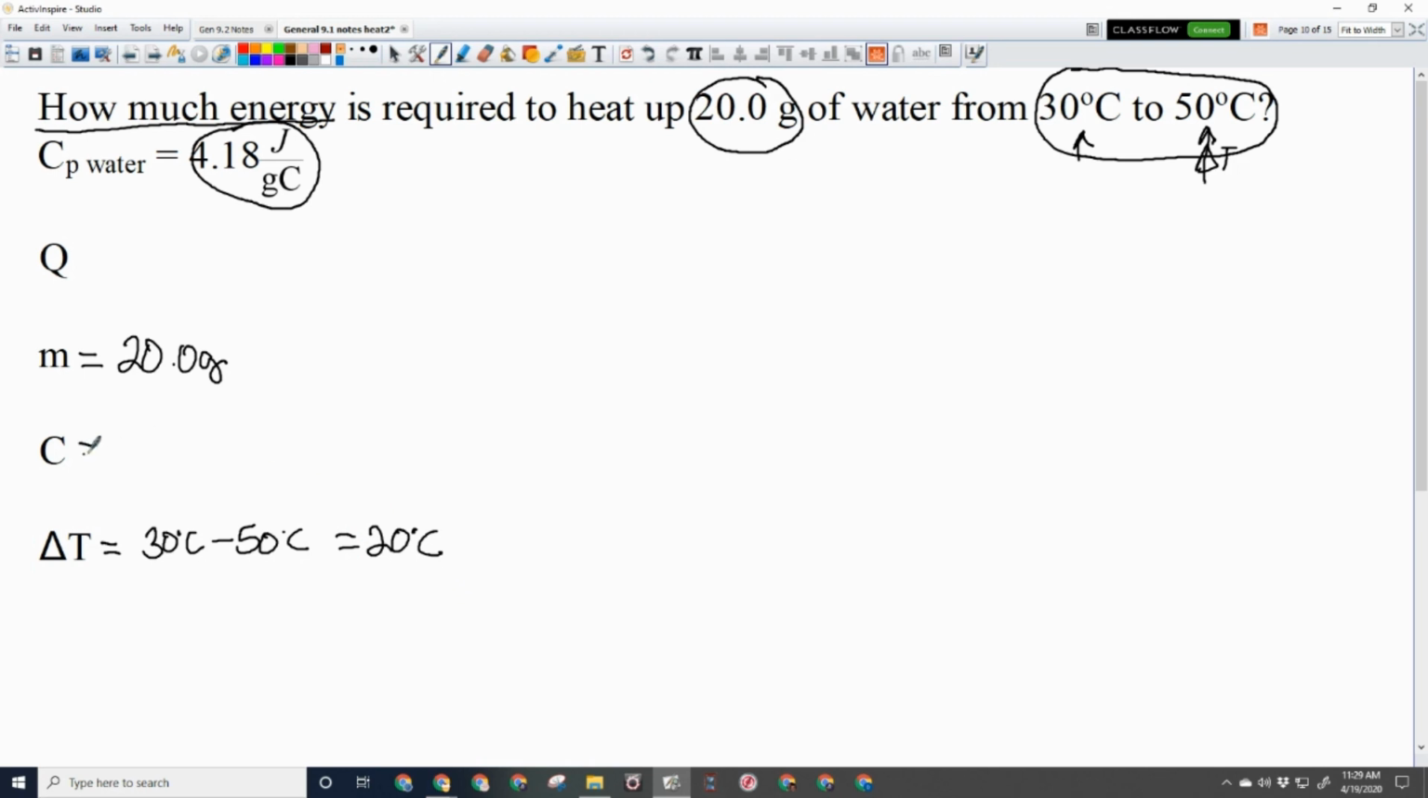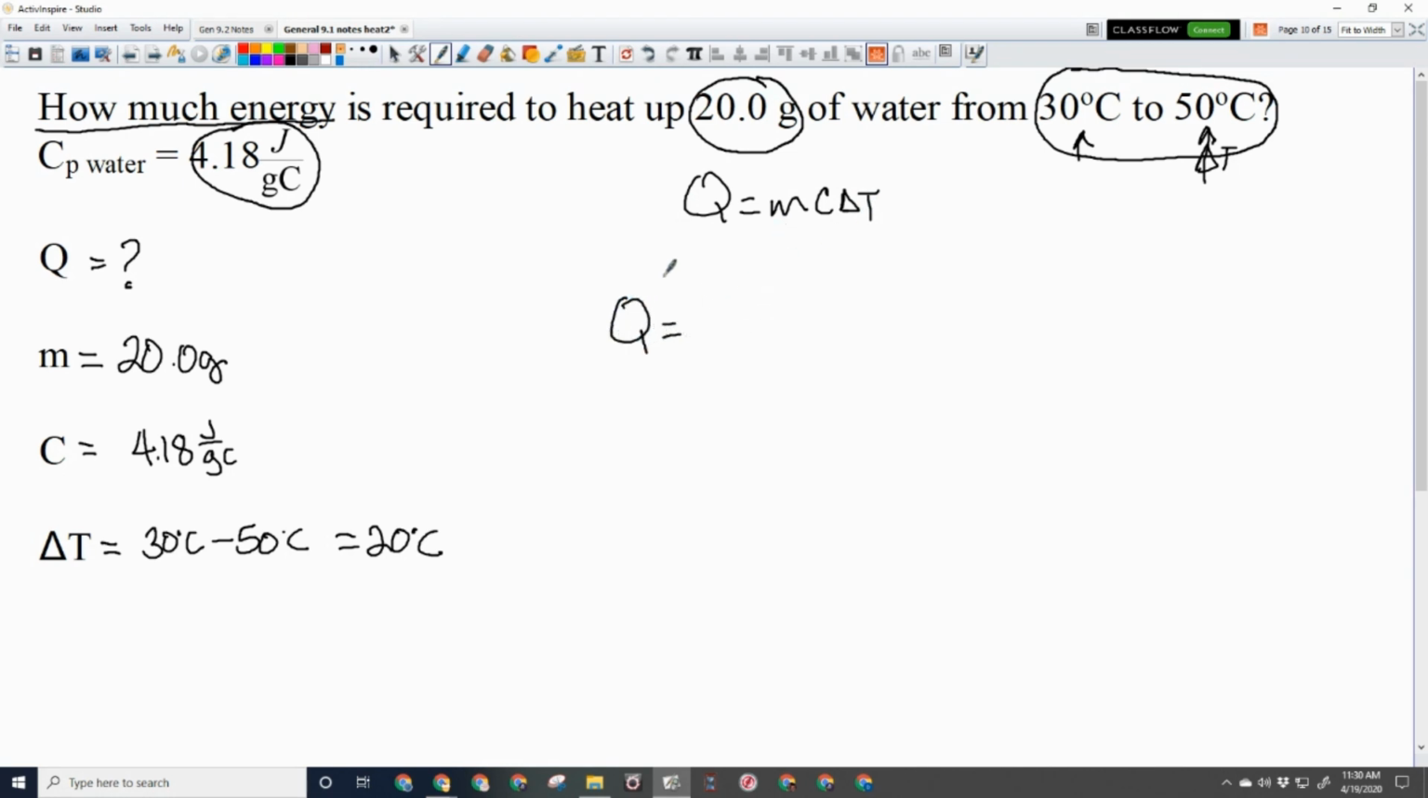And then it gives us our C sub P, which I told you, sometimes I drop the P off and just do C. Here's C, so it's 4.18 joules per grams degrees Celsius. How much energy? So we're looking for Q. Remember, Q is heat energy, and this is going to be in joules. So what's our formula? Q is equal to MC delta T. We're solving for Q, so I don't have to rearrange this. So all I have to do is plug in now.